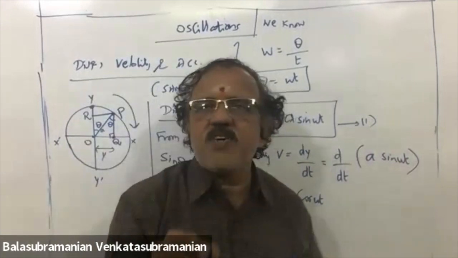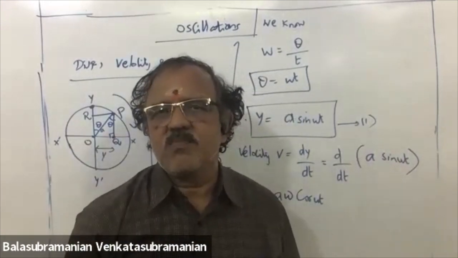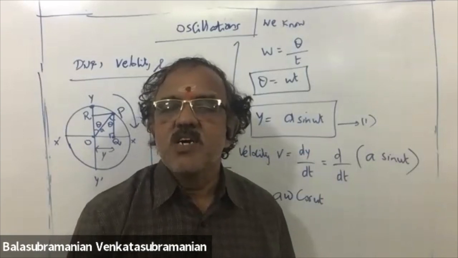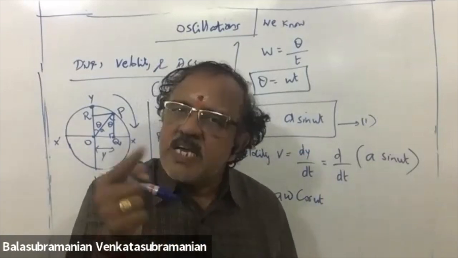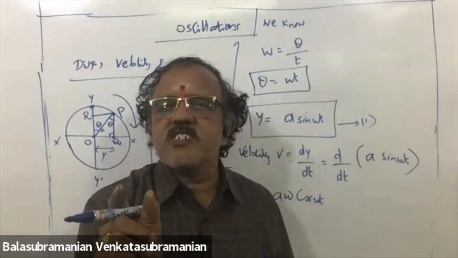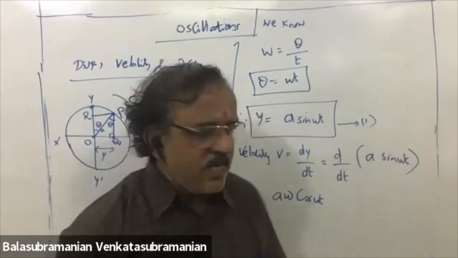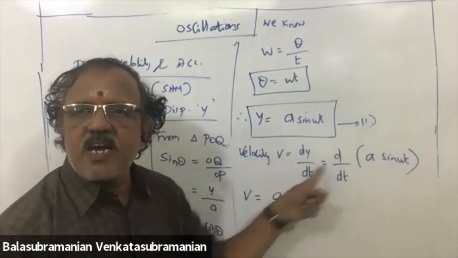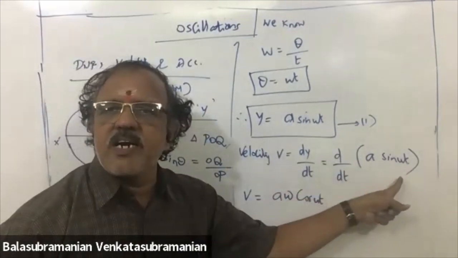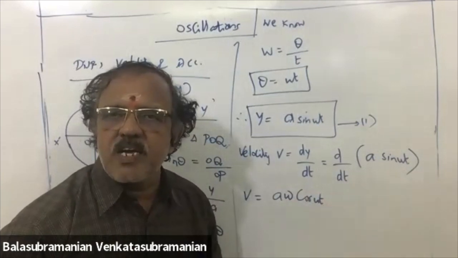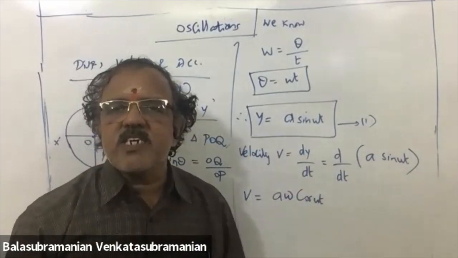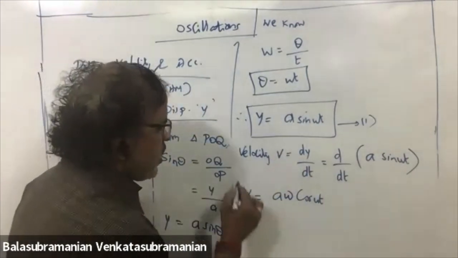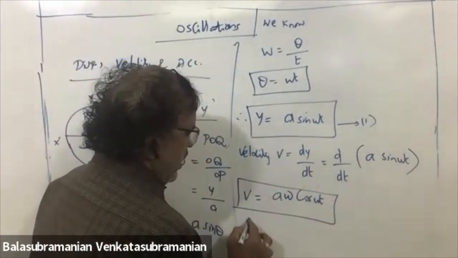Sin 2 theta differentiation is cos 2 theta, sir. You cannot leave it as it is. Cos 2 theta into 2 theta differentiation is 2. Like that. A sin omega t, A is constant, take it out. Sin omega t differentiation is cos omega t. Omega t differentiation is omega. That you have to take. A omega cos omega t.